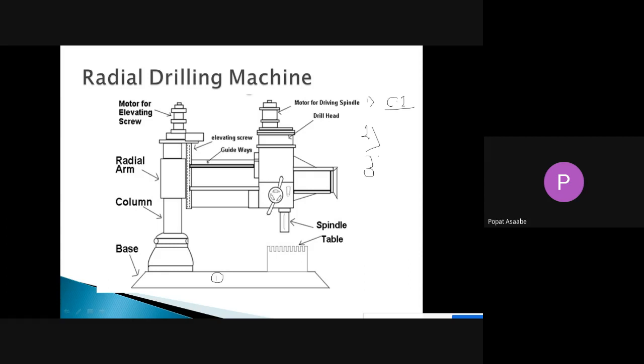Next part is the table. This table is mounted on the base, and on this table T-type slots are provided. What is the function of the table and why are the T slots provided? With the help of the table and the T slots, we can easily mount your workpiece on this table.